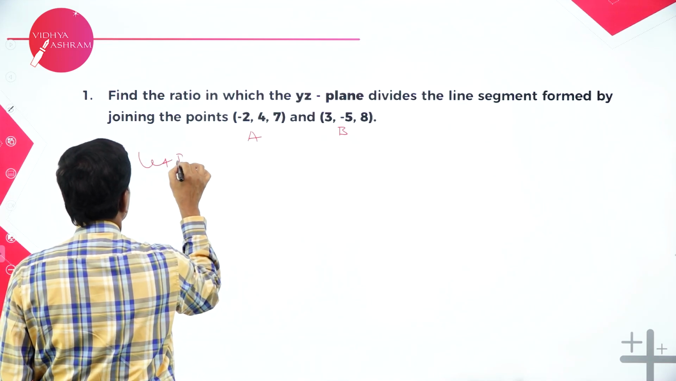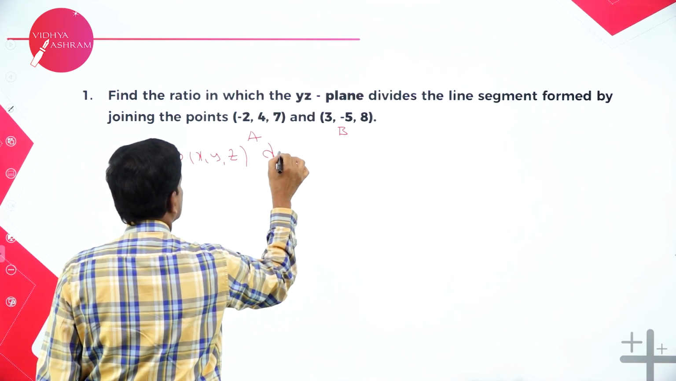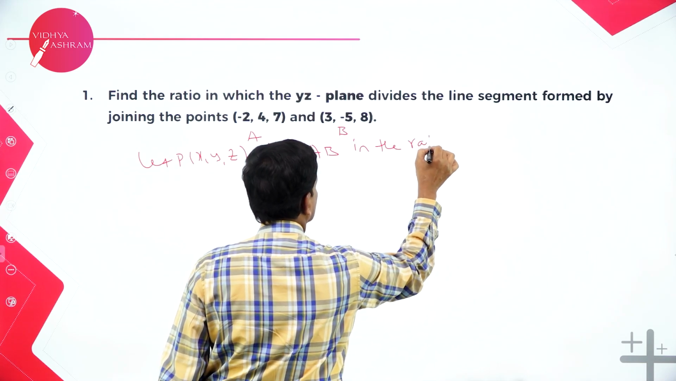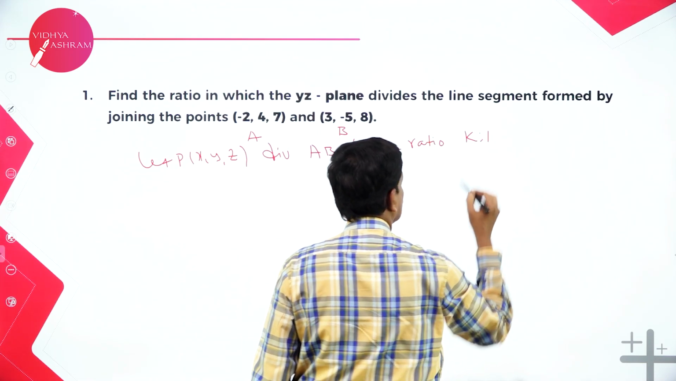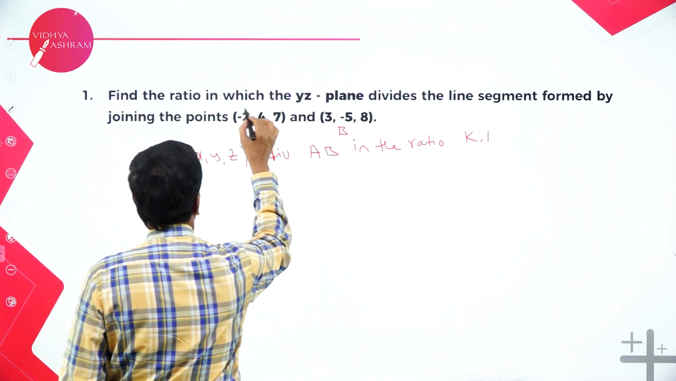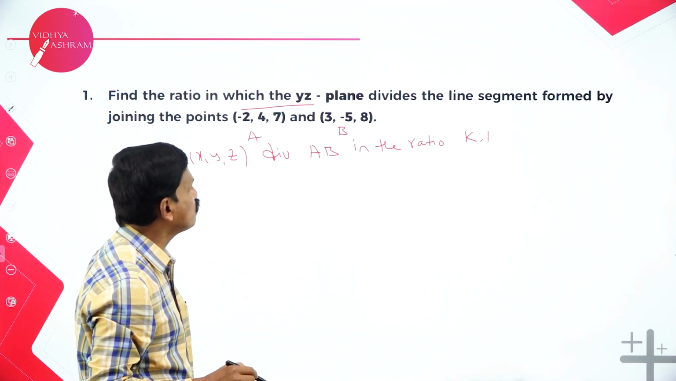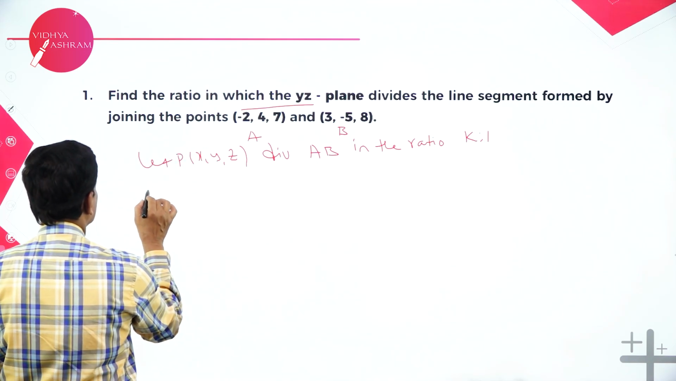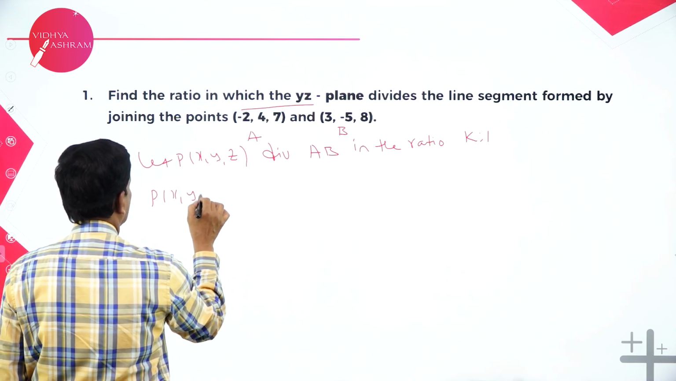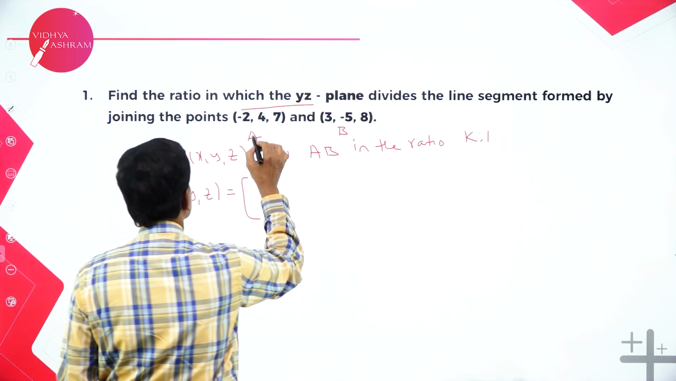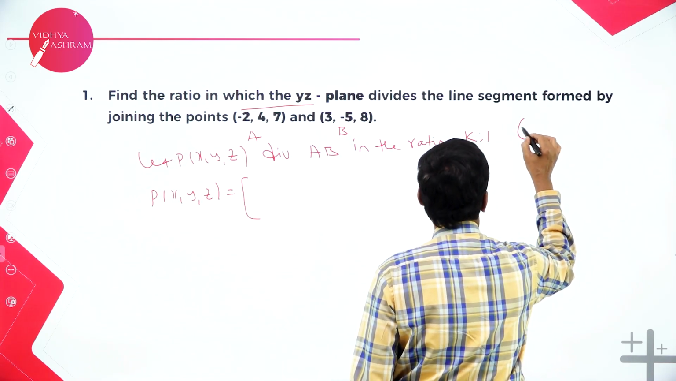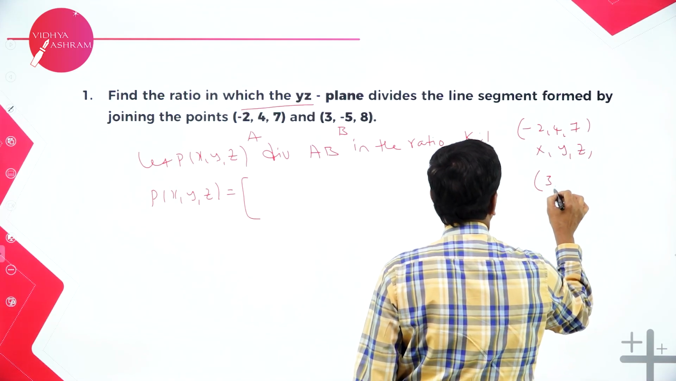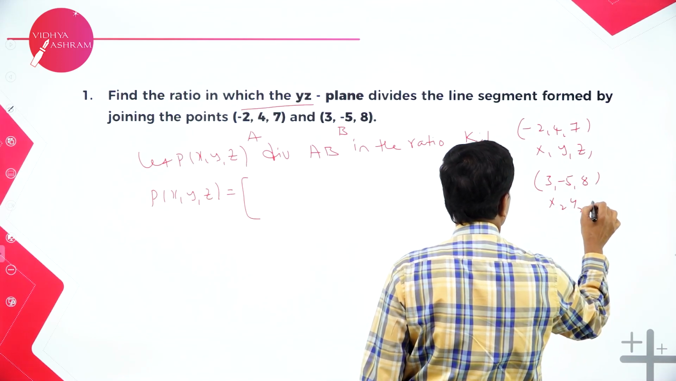Let P, x, y, z divide AB in the ratio k is to 1. Since we want the ratio in which the yz plane divides a line segment, the x coordinate of the point is 0. Now find x, y, z here. Consider minus 2, 4, 7 as x1, y1, z1, and 3, minus 5, 8 as x2, y2, z2.